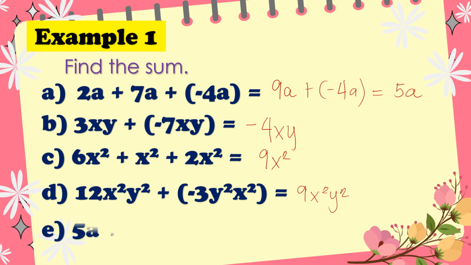And for the last example, we have 5a plus 2b. Since dissimilar sila, pakopyahin na lang natin sila. Yun na yung sagot. So, that is 5a plus 2b. Hindi pwedeng i-combine pag dissimilar. So, yun na yung tamang sagot.